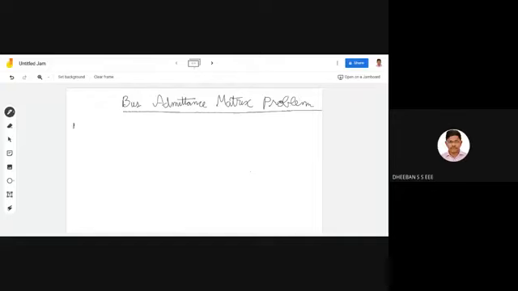So the first problem: we have already seen a problem with respect to the bus admittance matrix, how to form the bus admittance matrix if they give you the single line diagram. In today's problem, we'll see how you can find the bus admittance matrix if they give the line impedance.